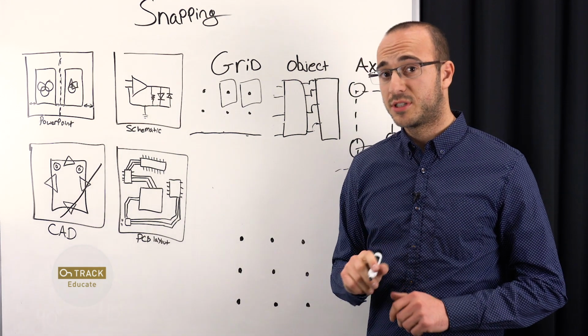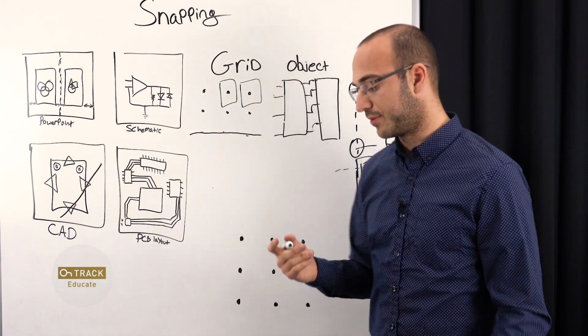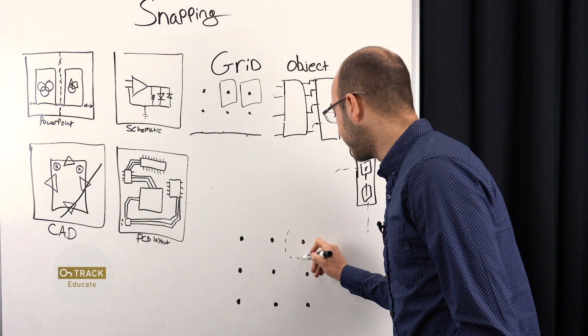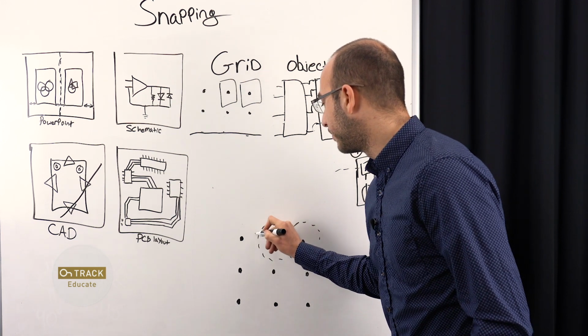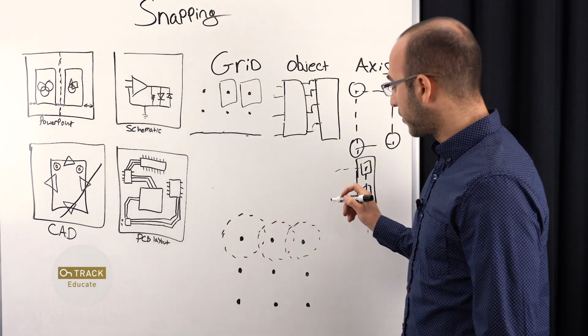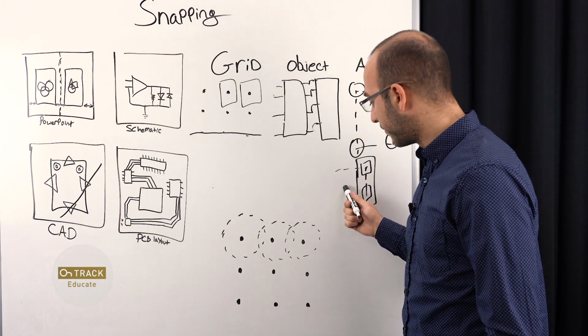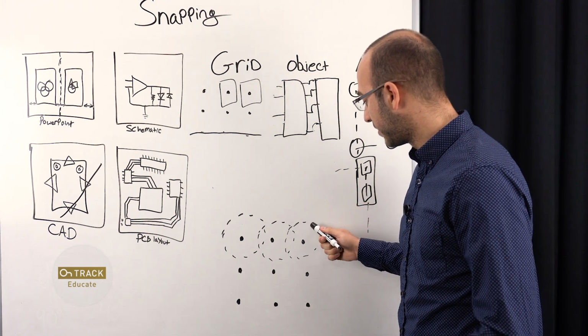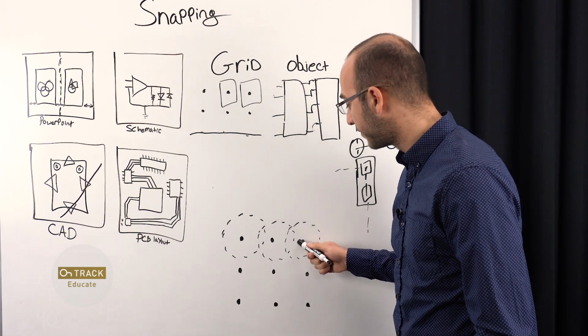The last thing I do want to talk about is the concept of a snapping area. A snapping area can be thought of as the event horizon of a black hole, or at least that's how I think of it. So let's say we move our cursor from this side here, and we hit this snapping area. Once we hit this border, we'll snap to the grid.